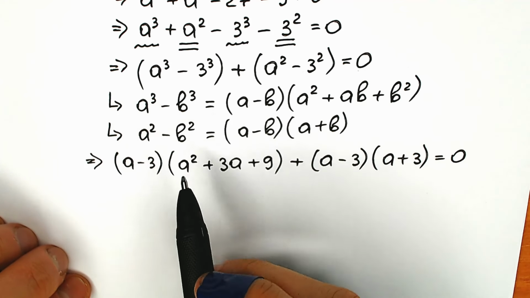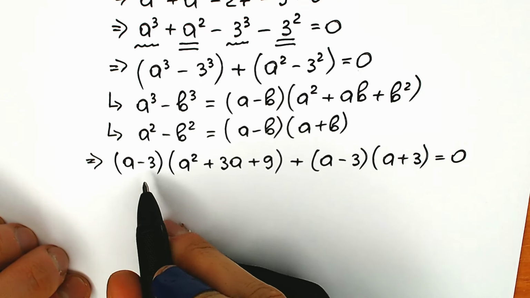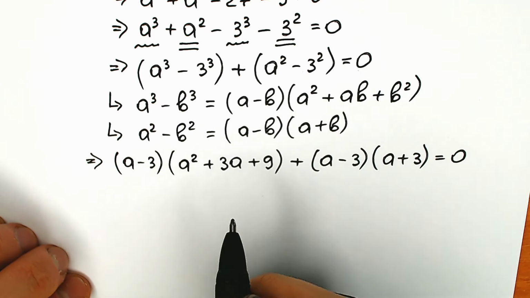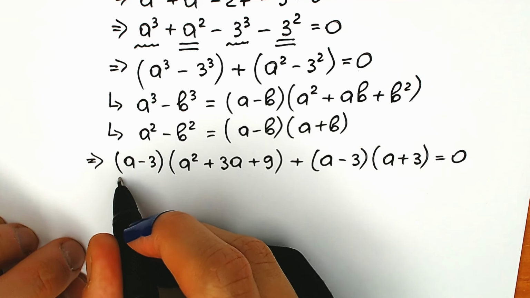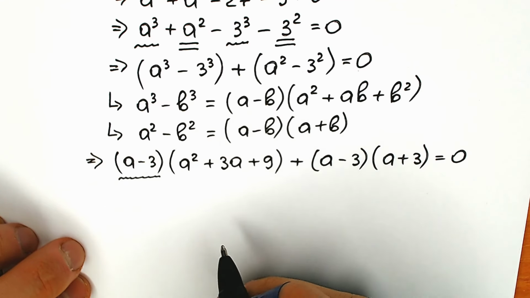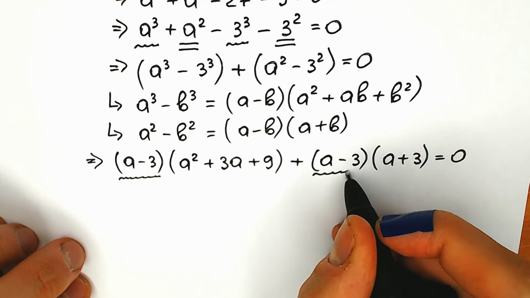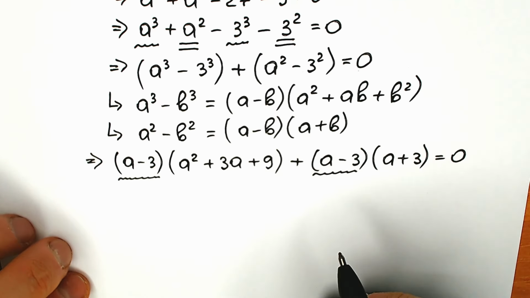Right now, let's look at this equation from a different angle, so we don't need to expand it in terms of formulas. Right here we have a long expression with a lot of parentheses, but the main thing is we have one common expression, a minus 3 right here, and a minus 3 right here, so we can easily factor it out as a common factor. So let's do it right now.